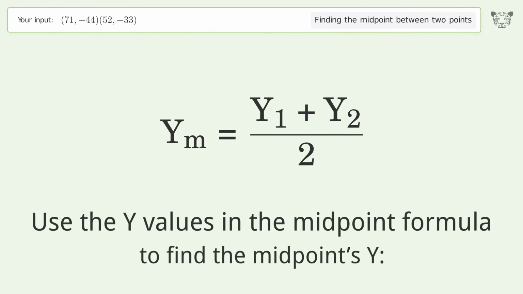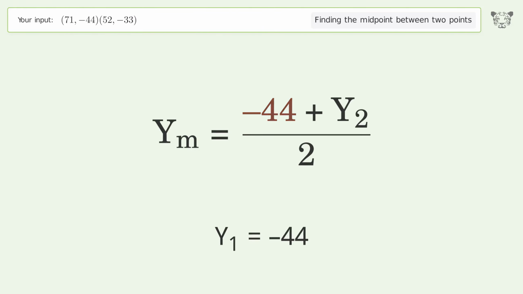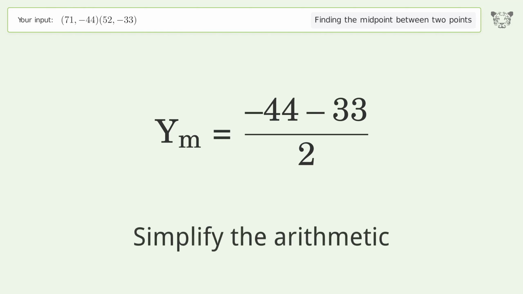Use the y values in the midpoint formula to find the midpoint's y. y1 equals negative 44. y2 equals negative 33. Simplify the arithmetic.